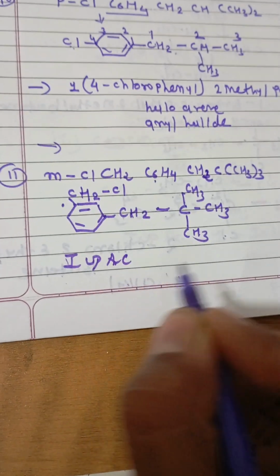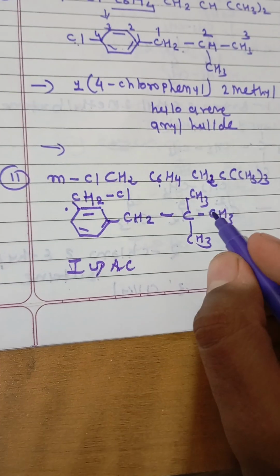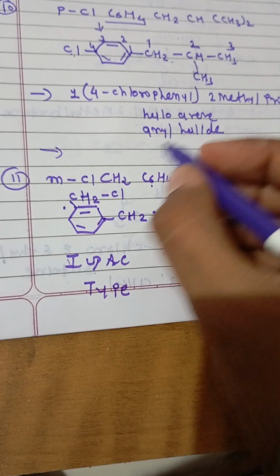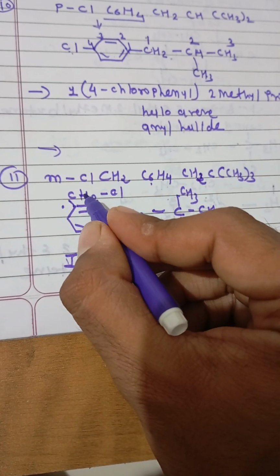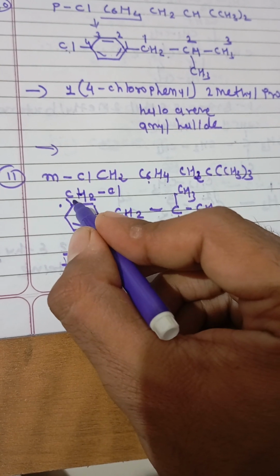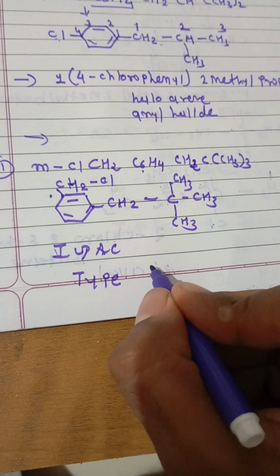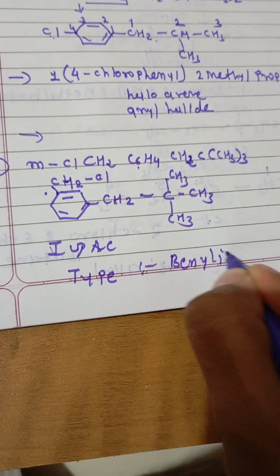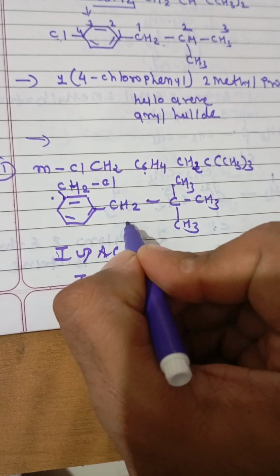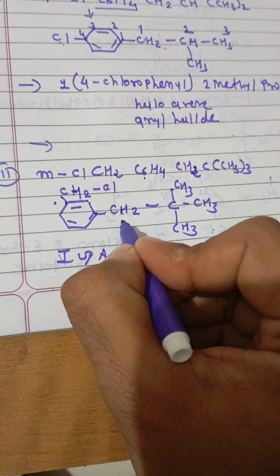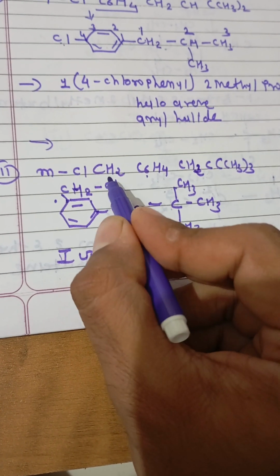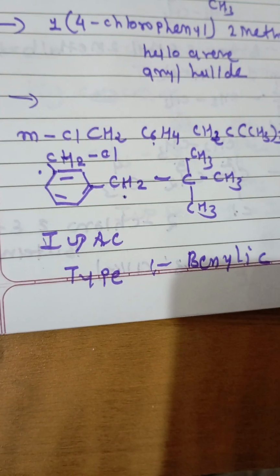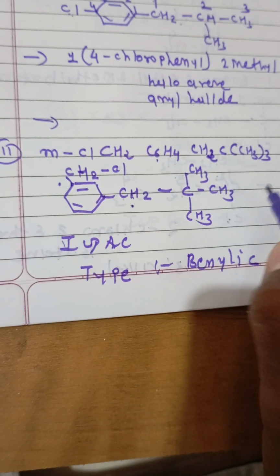The IUPAC name is for you to try. Here I just mention the type. Here the halogen is attached with a CH2, and this CH2 group is attached with a benzene ring. So the type is benzylic. You also start numbering from here. The benzylic group is present on the benzene ring, and the remaining is like this.